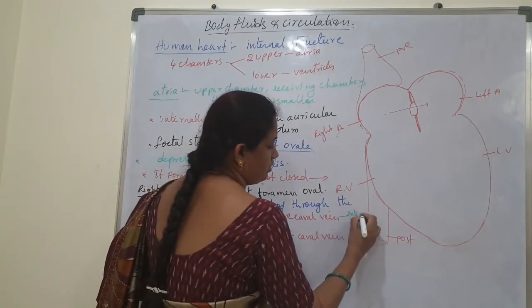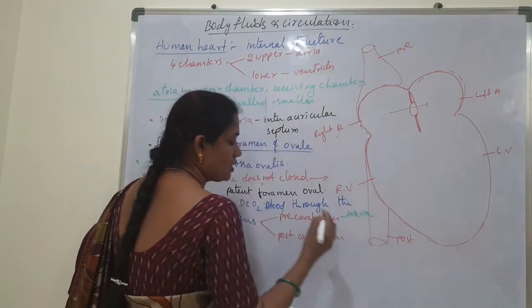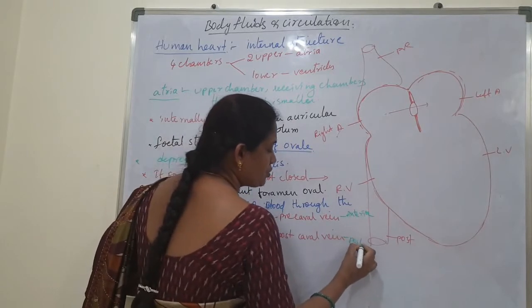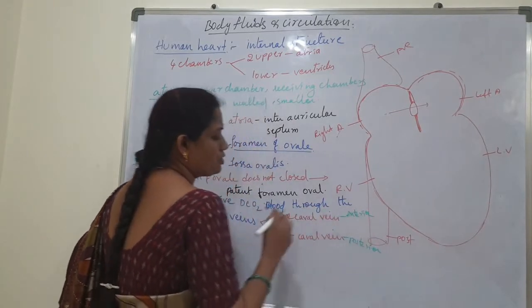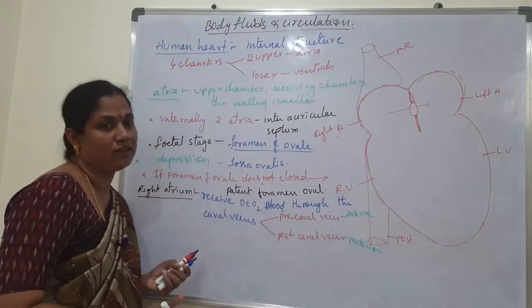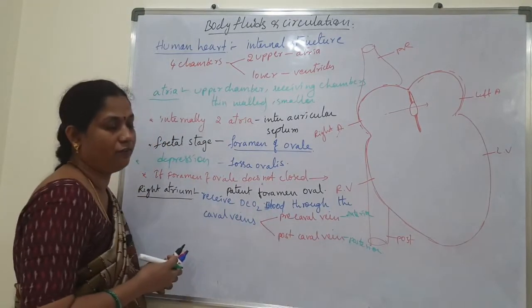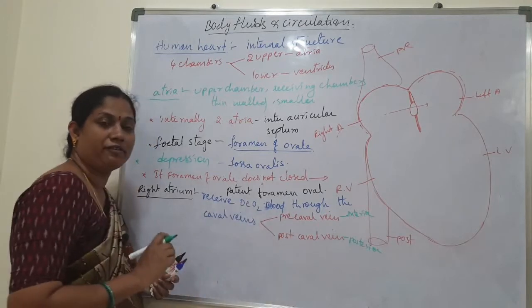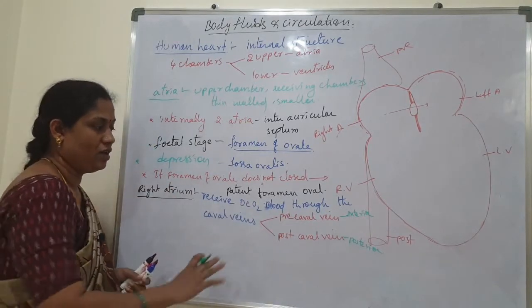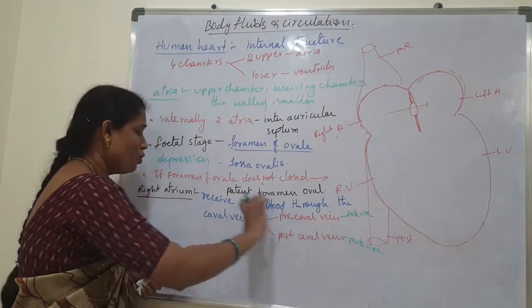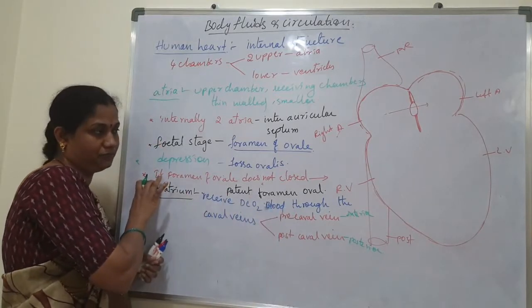The postcaval vein collects the blood from the posterior part. Posterior part means abdomen and our legs. So from the abdomen and legs, blood is collected by the postcaval vein. The precaval vein collects the blood from the anterior part. So these caval veins open into the right atrium.